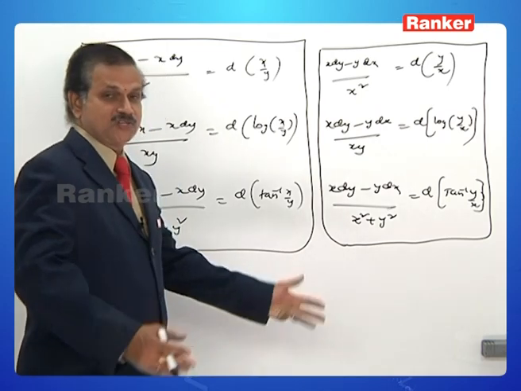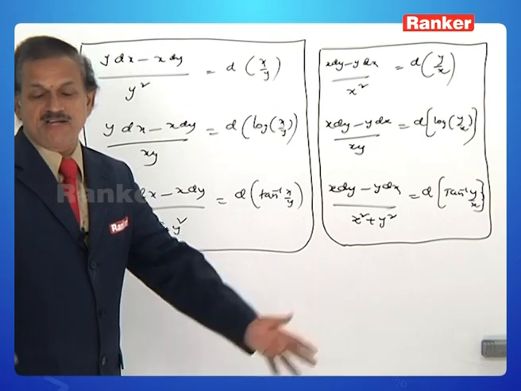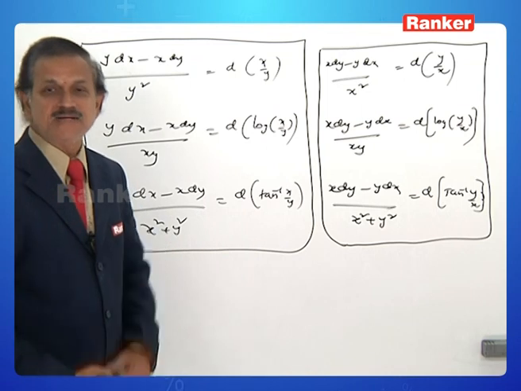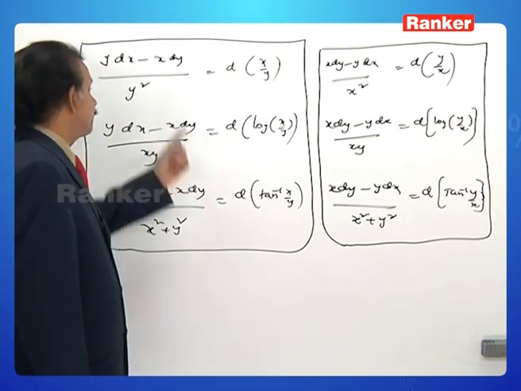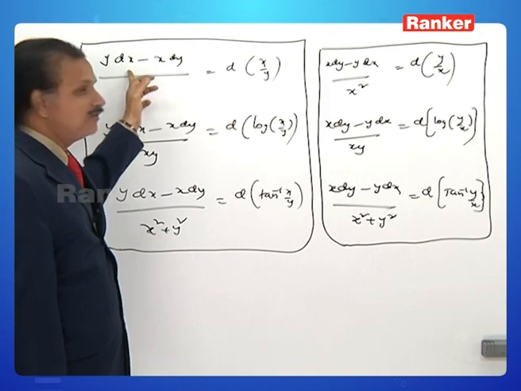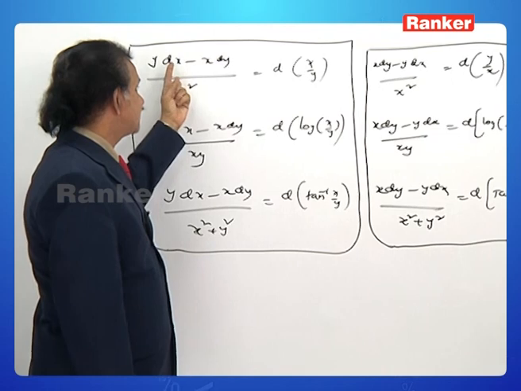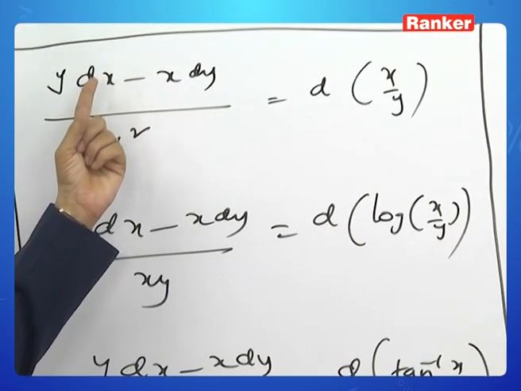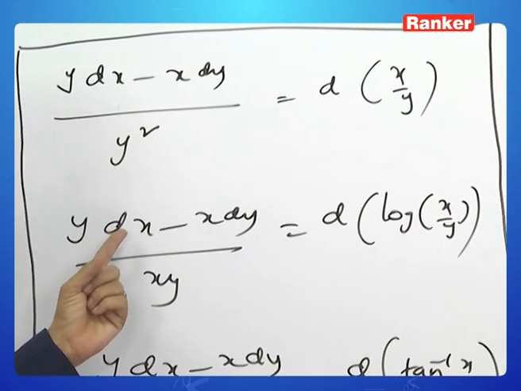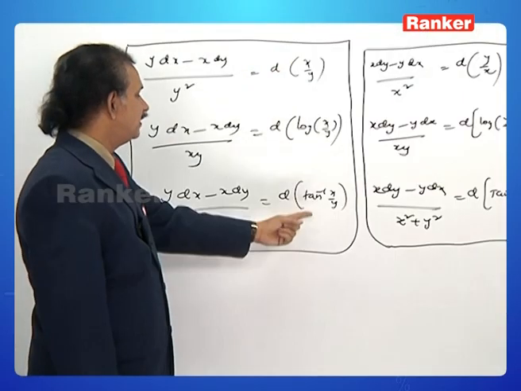You might have understood one particular thing. There is a lot of scope for being confused. How to catch it, how to remember them. Look here. dx occurs in the beginning, so it is x by y. If the numerator starts with dx, the denominator must be y square. Numerator starts with dx: x by y, x by y.